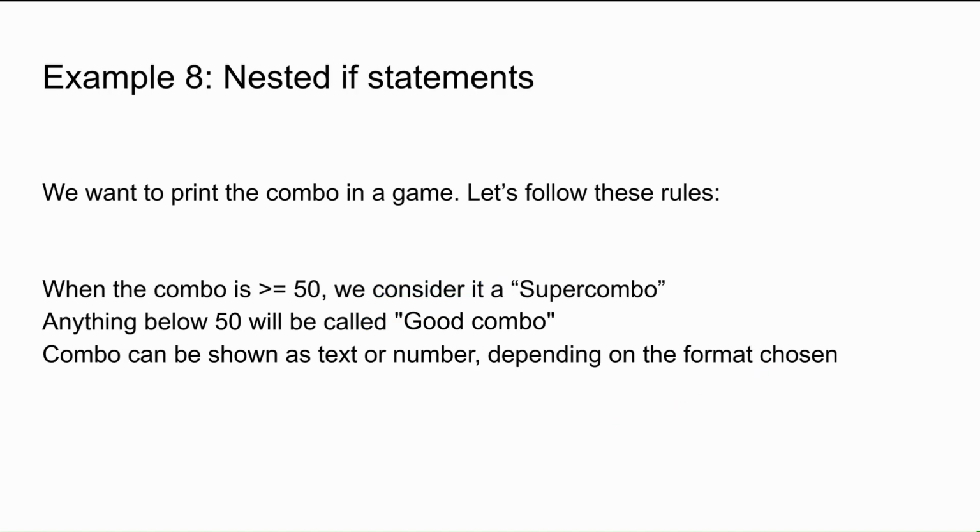In this example, we are going to show the combo the user has in a game. In a game, a combo represents the number of hits done by the player to enemies without stopping. If the combo is greater or equal to 50, we will call it a super combo. Anything below 50 will be called great combo. In this example, the combo can be shown as text or as a number depending on the format chosen.